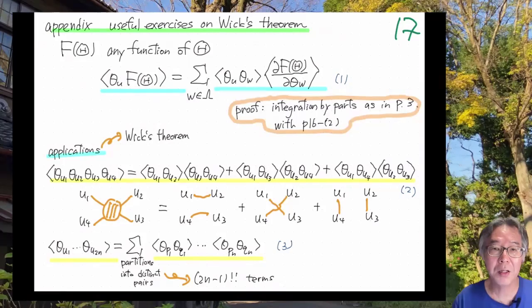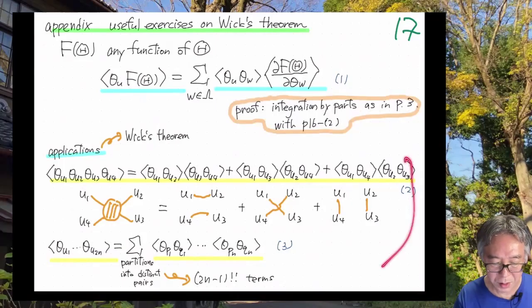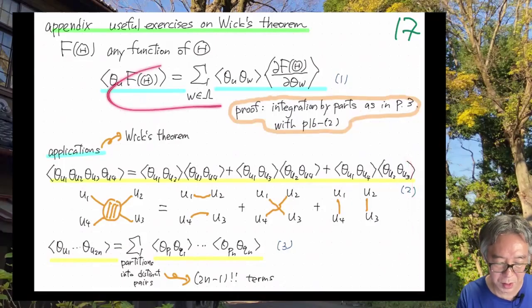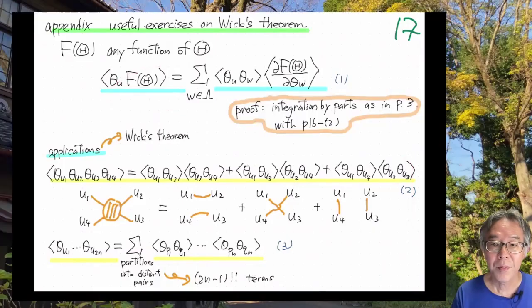Okay, so that is called Wick's theorem, and I think this is one of the easiest ways of deriving this kind of identity. Okay, so that's all for part 3.